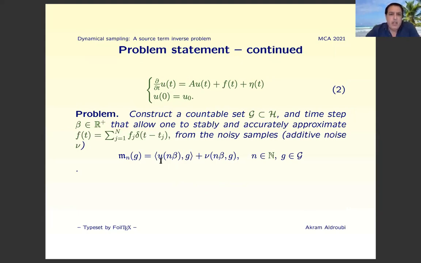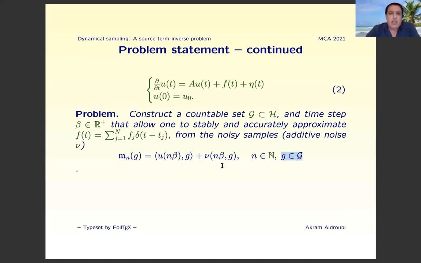We're going to sample at n beta, so uniformly in time, and we're going to take functionals like this, and those are our measurements, except unfortunately these usually are noisy. So this term right here is noise. This is our measurement with time step beta. And this G comes from this set that we want to construct.